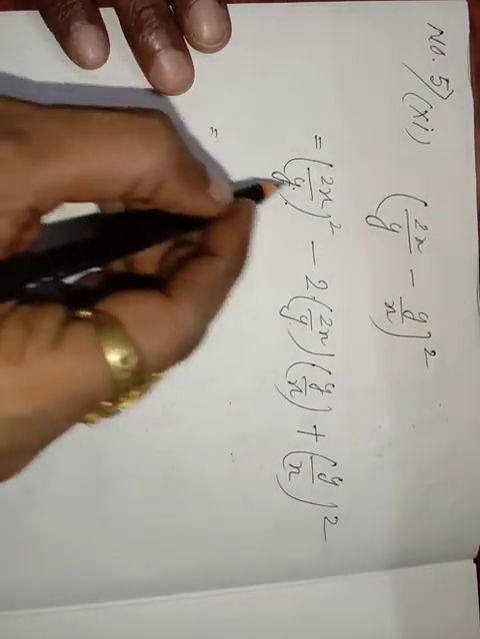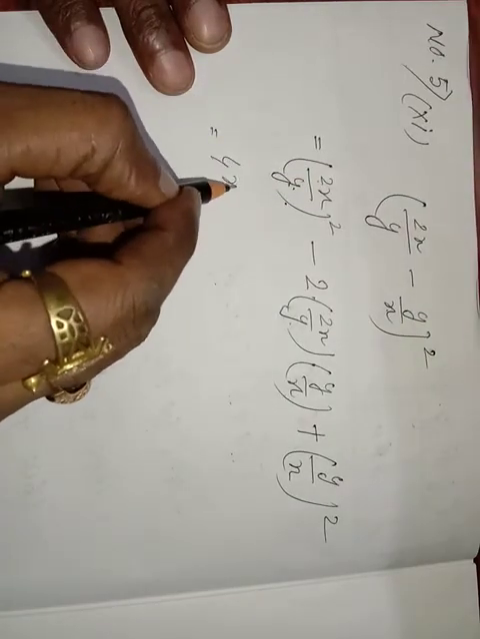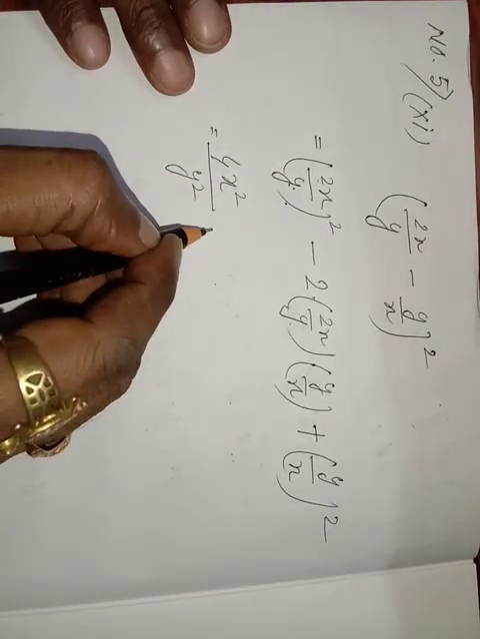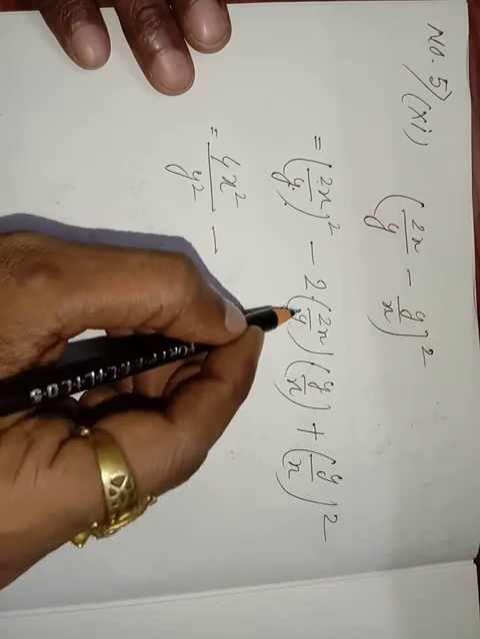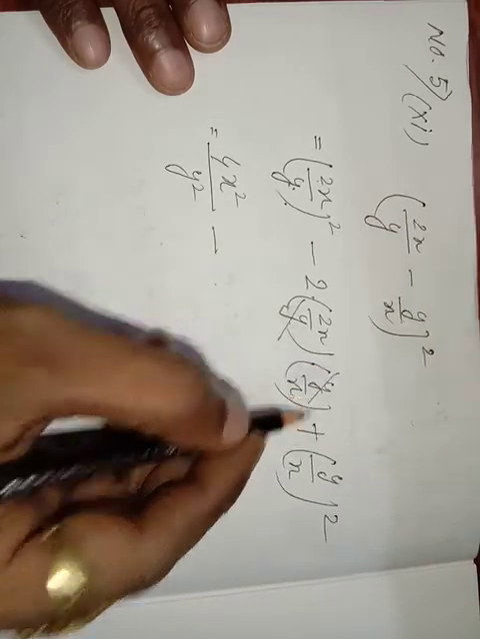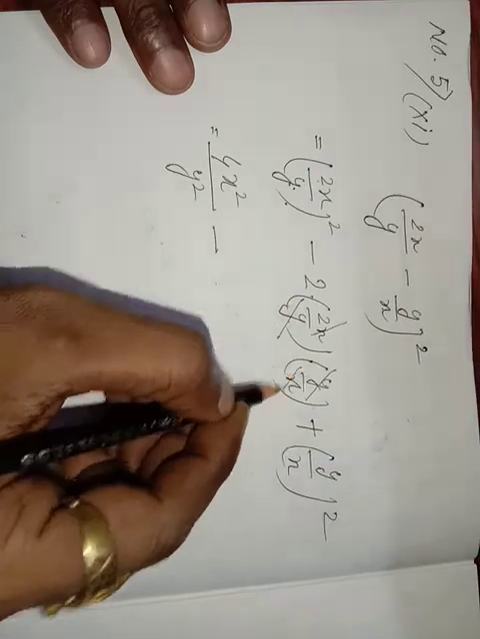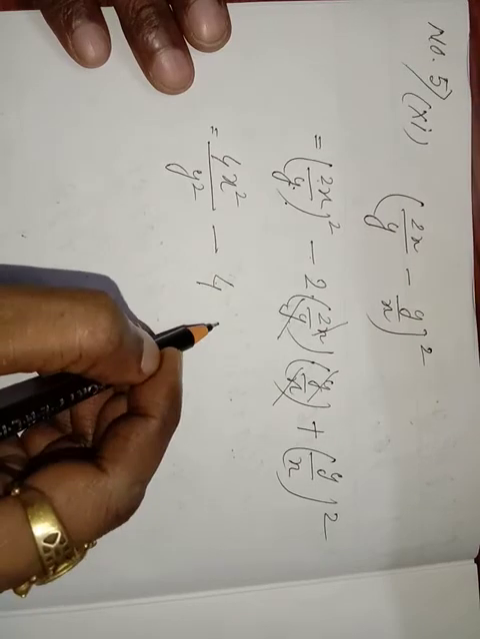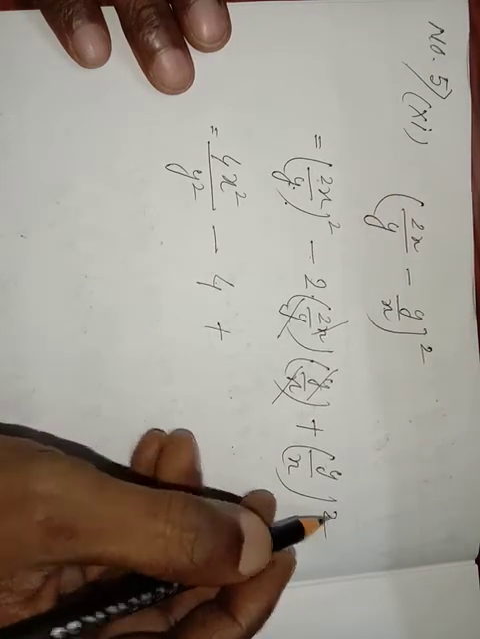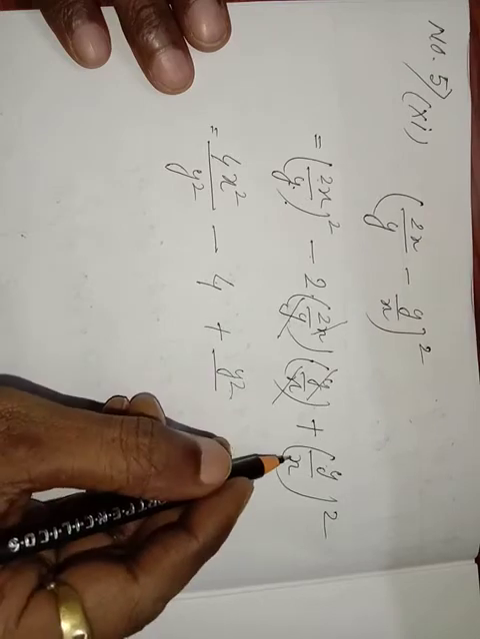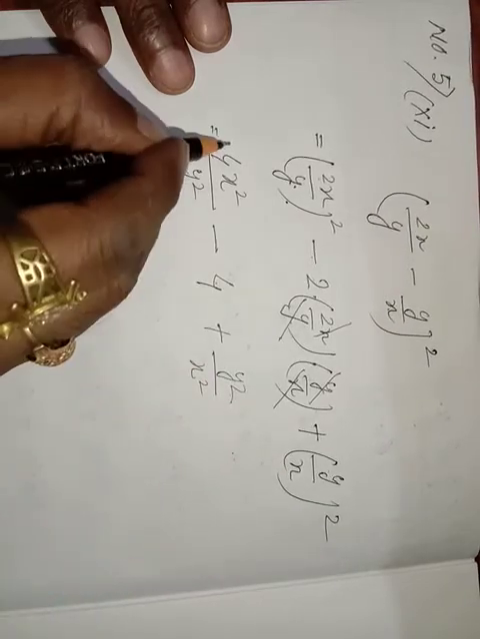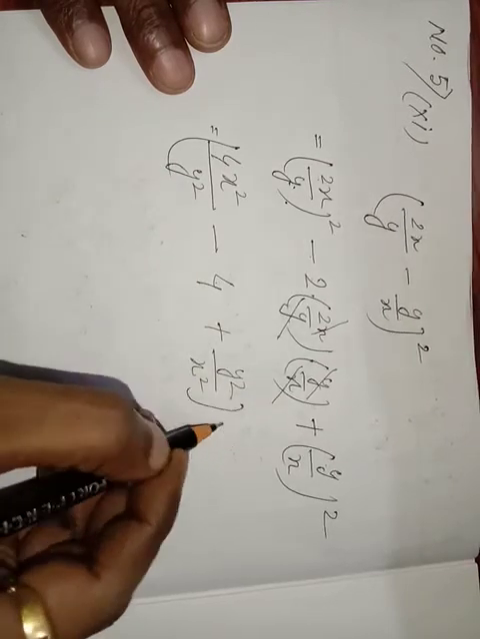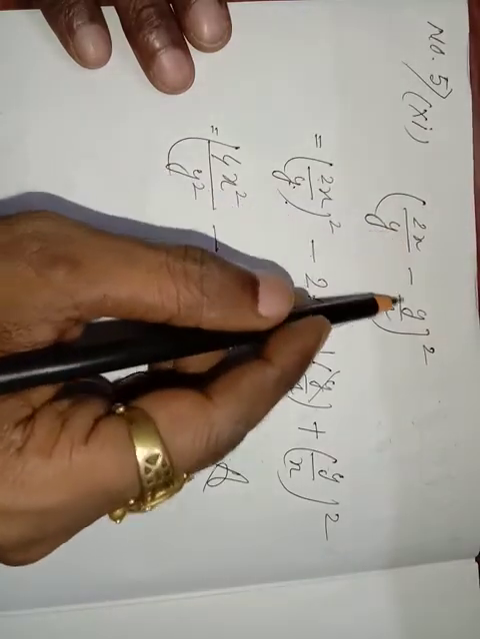Now you see, 2x whole square will be 4x square, and y whole square means y square. This will be minus; see, this y and this y will be cancelled out, and x also will be cancelled out. What is left? Minus 2 into 2, that will be 4. Next, plus sign given. y square by x square. The result is 4x square by y square minus 4 plus y square by x square, which is the result of (2x by y minus y by x) whole square.